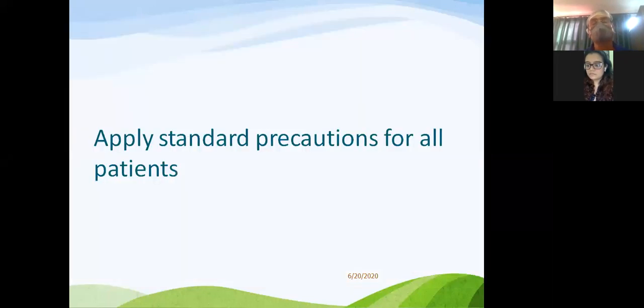So along with HIV, hepatitis B and hepatitis C, this is a new fourth entity now where the standard precautions will be applied for all patients who are coming to the hospital. So now we will have four tests for all the patients: hepatitis C, B, HIV, and now COVID testing is also very important. This is not only important to save yourself, but to save others also.